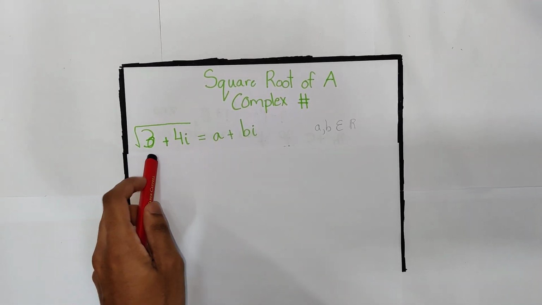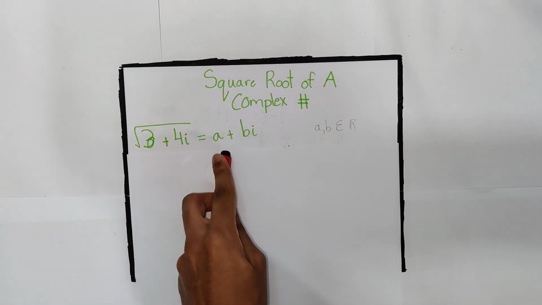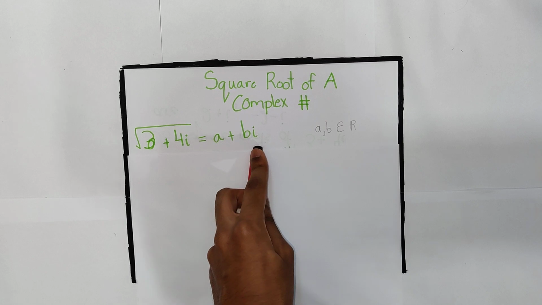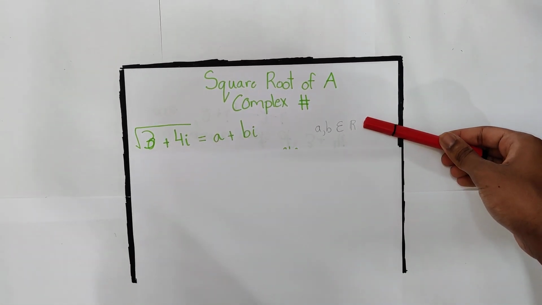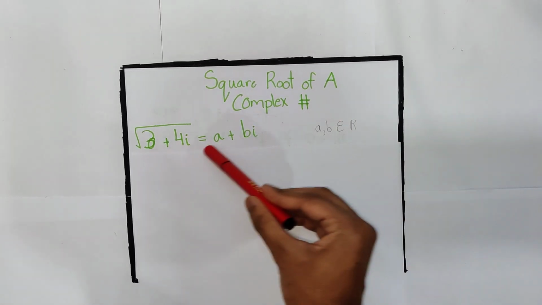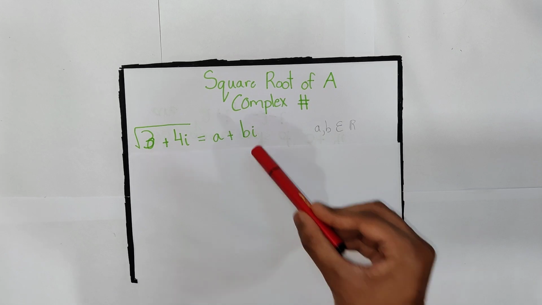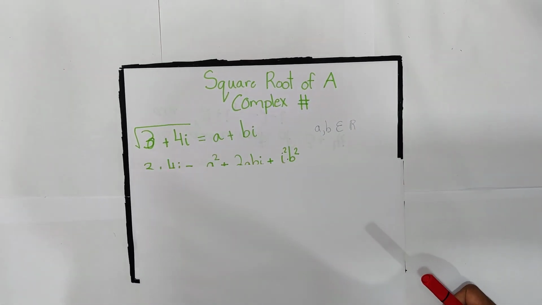We can write an equation which says that the root of 3 plus 4i is a complex number, and we'll let that be a plus bi. We can find out what a and b are. You should note that a and b have to be elements of the real number system for this to work, because a and b by themselves have to be real numbers for this to be a complex number.